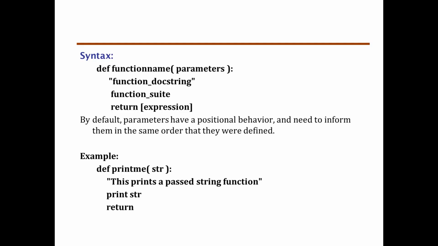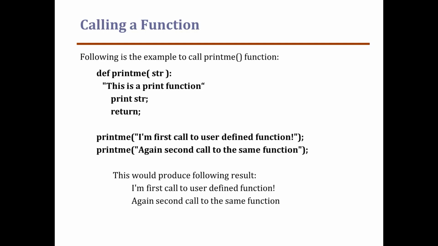One simple example is also given, a function called print me, and that function just prints whatever parameter it receives. The function that is defined triggers only when it is called, meaning a function written in the program executes when there is a call to the function. So, whenever the task defined in the function needs to be executed, we need to call that function.